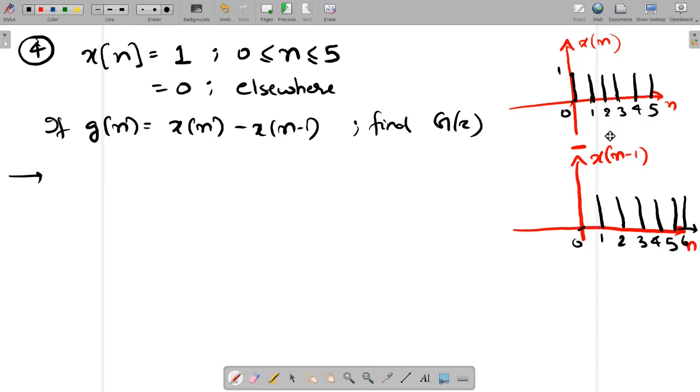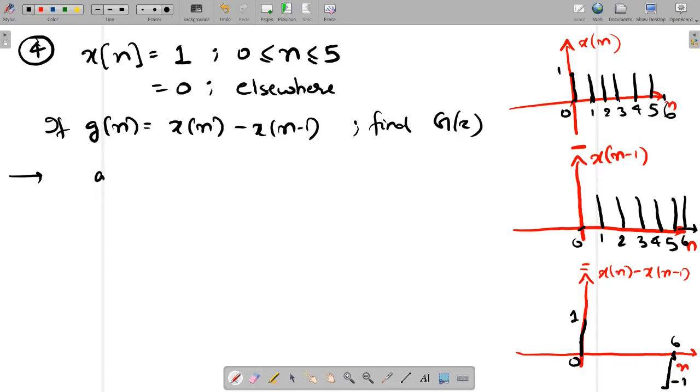So, what is x of n minus x of n minus 1? What is going to be the final answer of this? So, 1 minus 0 is 1. 1 minus 1 is 0, 1 minus 1 is 0, 1 minus 1 is 0, 1 minus 1 is 0, 1 minus 1 is 0, and then at 6, 0 minus 1, what is that? At 6, 0 minus 1 is minus 1, right? Don't forget this, don't skip this out.